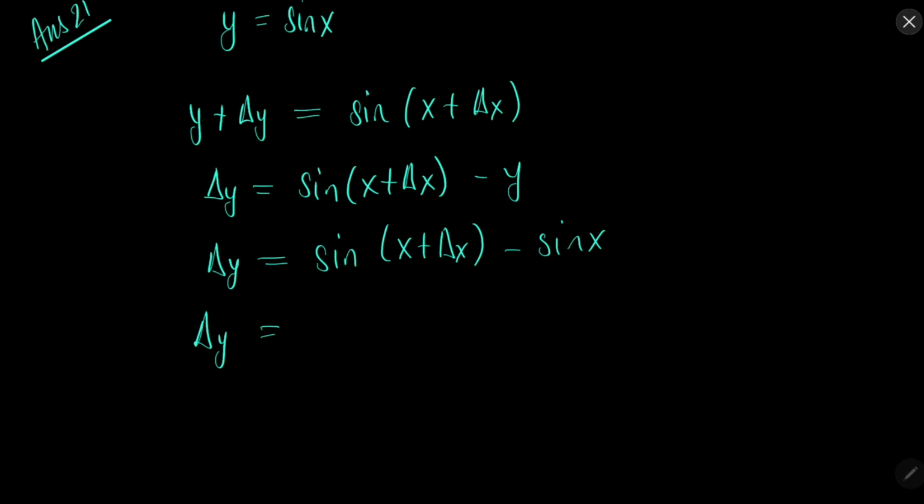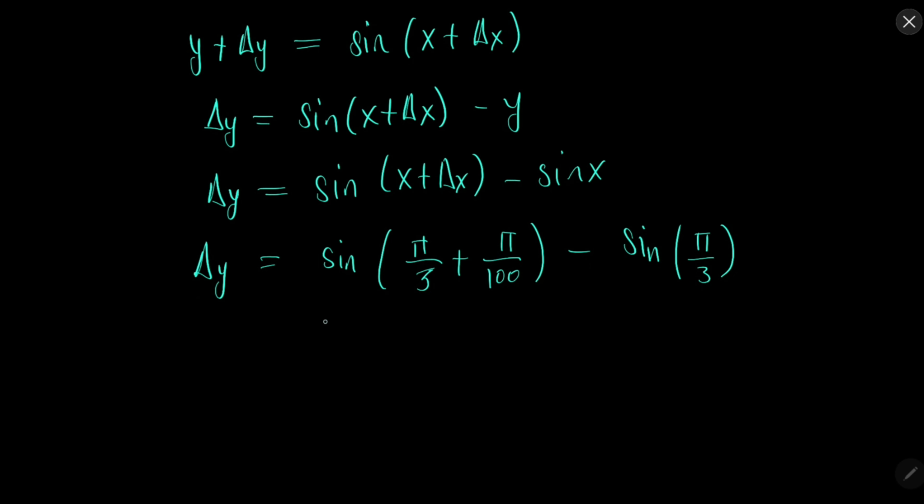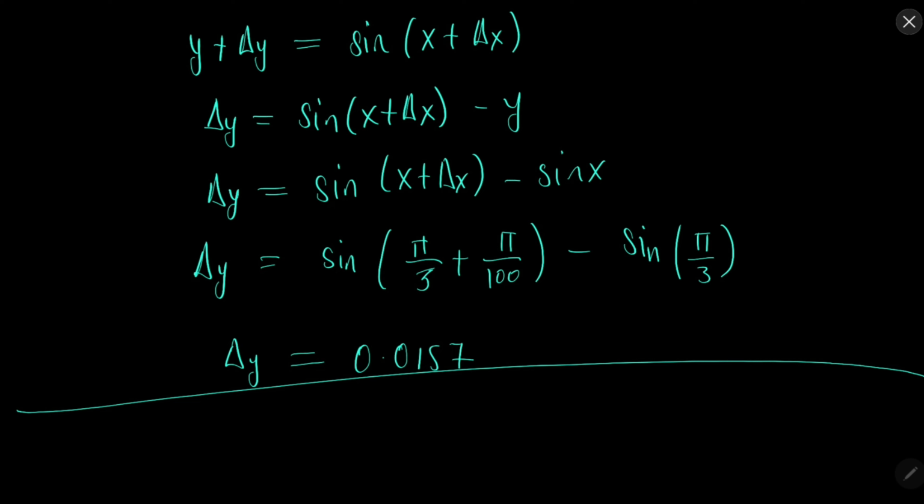So we know that it is given that the value changes from pi by 3 to pi by 3 plus pi by 100. So sin of pi by 3 plus pi by 100, minus sin pi by 3. Once you simplify this, you will find it is 0.0157. So this will be the change in y.